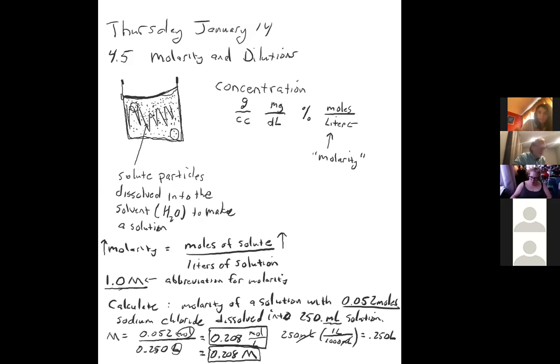Okay. So keep in mind, it's the number of moles of the solute. So if you're dissolving sodium chloride into water or sugar into water, it's the stuff you're dissolving in, the sodium chloride or the sugar. That's the solute. So it's the number of moles of that divided by the number of liters of the solution. And here's your conversion factor between milliliters and liters. Okay. Any questions about that one? That's sort of the simplest one.